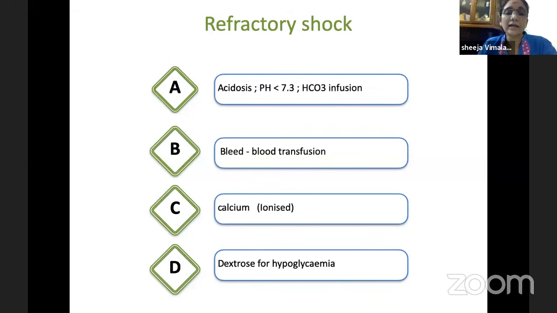Blood transfusions are life-saving. Specifically look for hypocalcemia. Calcium is needed for the coagulation cascade as well as for contractility. And always monitor for hypoglycemia. Hypoglycemia as well as hyperglycemia both need to be managed.